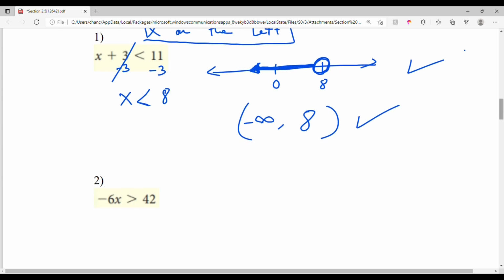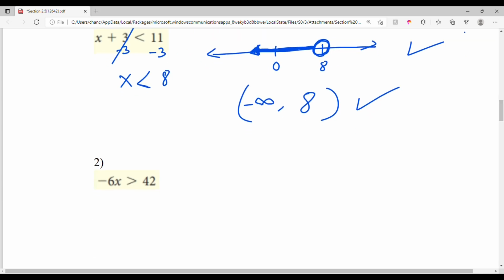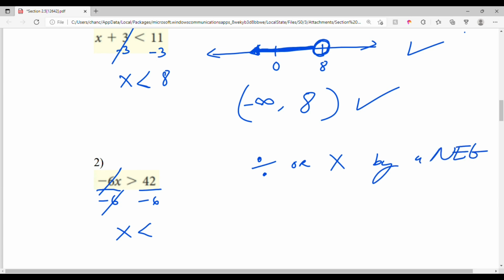Question 2. We're going to keep the x on the left again. I need to get rid of that negative 6, so let's divide both sides by negative 6. But you have to remember, if you divide or multiply by a negative, you have to switch the direction of the sign.